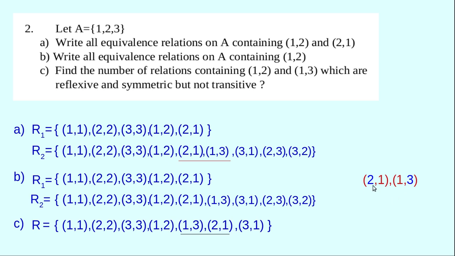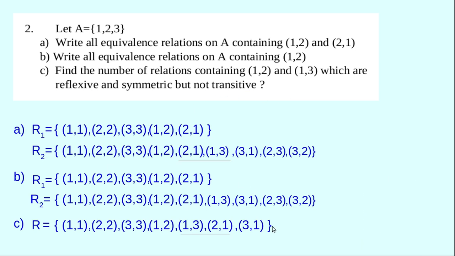BC belongs to R, AC must belong to R here. Therefore we want to find 2 3 here to make it transitive. Clearly 2 3 is not an element of this relation. Therefore this relation is reflexive, symmetric but not transitive. Hence it is the required answer to the question.